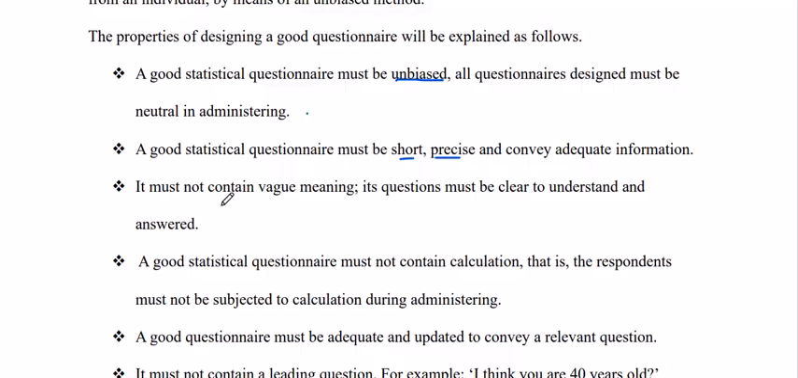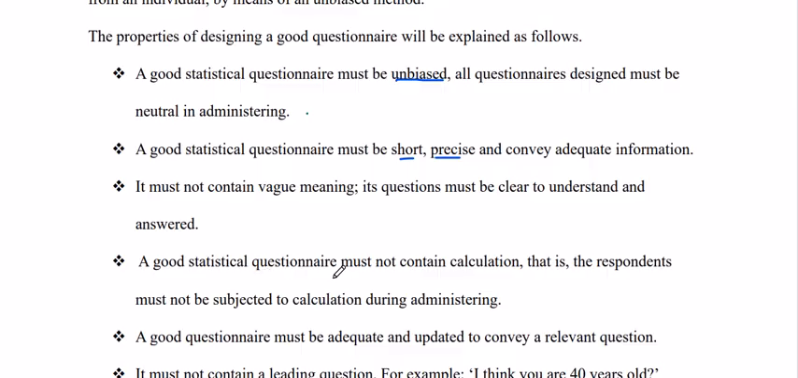It must not contain a vague meaning. That is, its questions must be clear to understand and answer. So all the questions that are embedded in the questionnaire must be direct questions that can be independently answered by any selected respondent. So it must not contain a vague meaning.